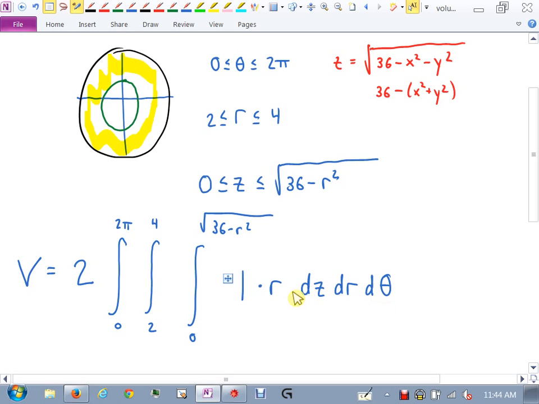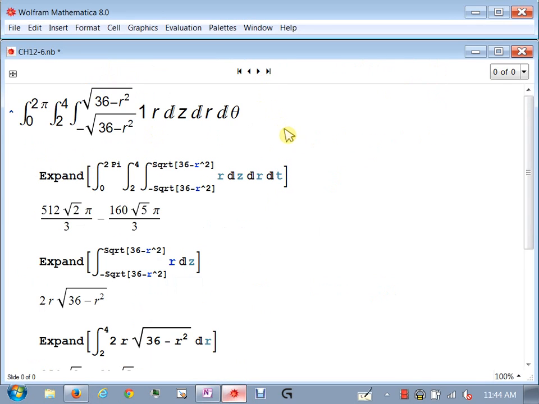So your first antiderivative is going to be the antiderivative of this with respect to z, which would be what? rz. You plug in this for z, you plug in 0 for z. When you plug in this for z, you would get r times this. And then you plug in 0 for z, it's gone. And then integrating r times this would actually be nice because that would be a basic substitution. I'm not going to go through this one because that was too tedious, the last one.